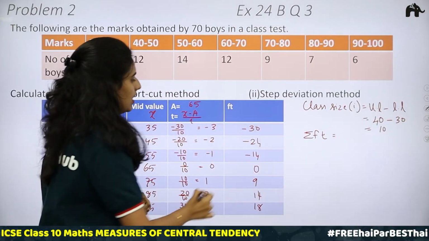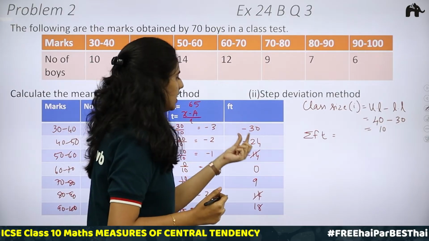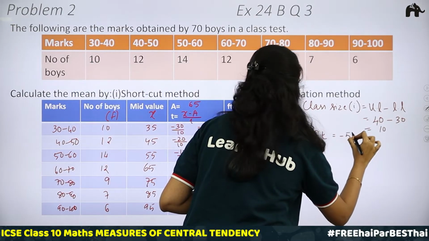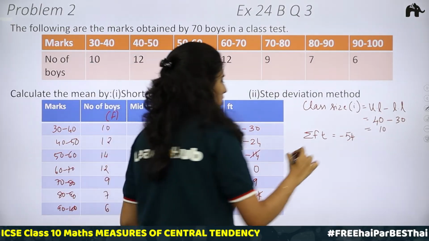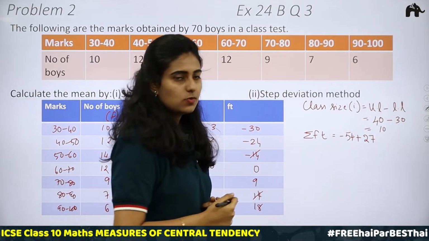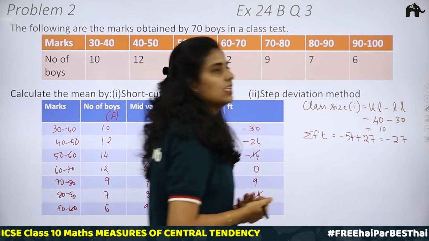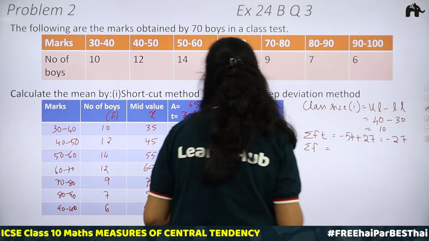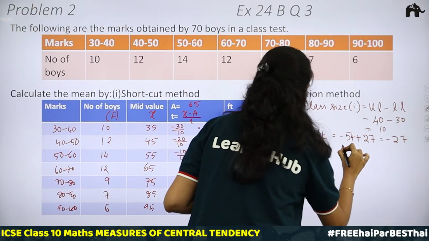So, here we need summation FT. What is summation FT? Here again minus 14 plus 14 can be removed. Minus 30 minus 24 is equal to minus 54. Positive part 9 and 18, so plus 27. Minus 54 plus 27, you will be getting minus 27. Summation ft is equal to minus 27. What is summation f? Sum of all the frequencies is equal to same thing, that is 70.